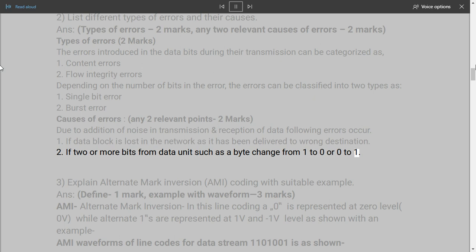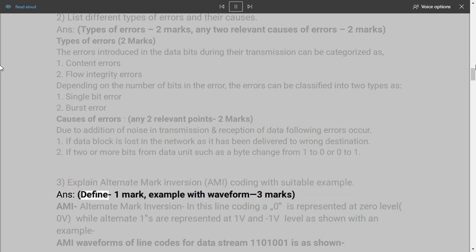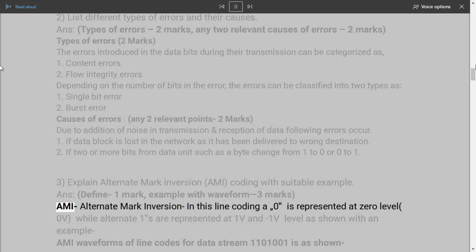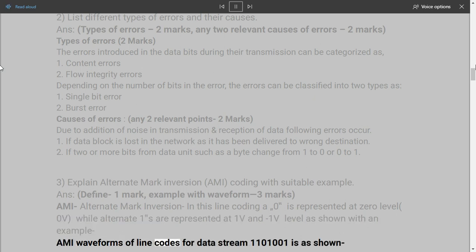3. Explain alternate mark inversion, AMI, coding with suitable example. ANS: define, 1 mark; example with waveform, 3 marks. AMI, alternate mark inversion: in this line coding a 0 is represented at 0 level, 0V, while alternate 1s are represented at 1V and -1V level as shown with an example. AMI waveform of line codes for data stream 1101001 is as shown.